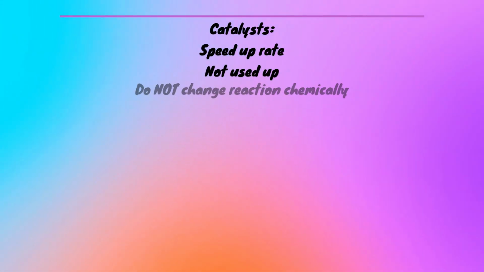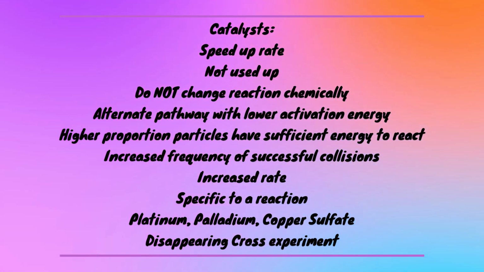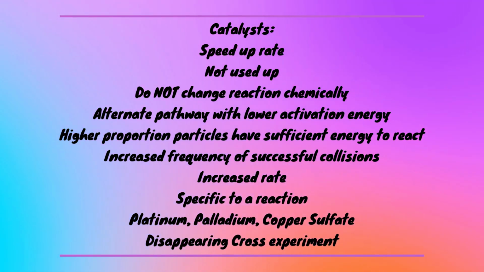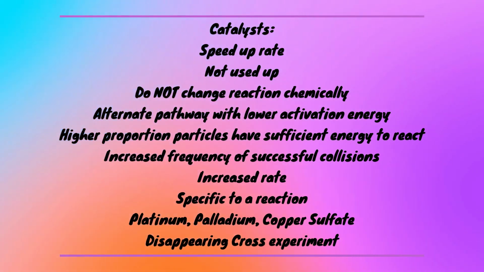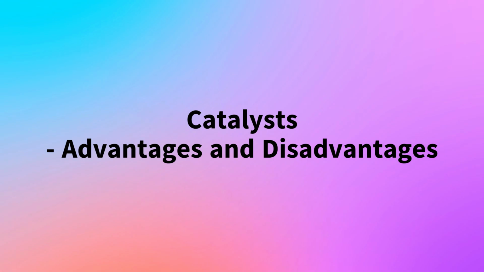And then we have catalysts. Now, catalysts speed up the rate of a reaction without being used up or chemically changing the reaction. They create an alternate pathway with a lower activation energy than the original reaction. And that means that a higher proportion of reactant particles have sufficient energy to react. And therefore, we have an increased frequency of successful collisions and therefore increased rate. Catalysts are specific to a reaction, and examples include platinum and palladium. We can use the disappearing cross experiment to investigate the differences in the rates of reactions between different catalysts like copper sulfate.